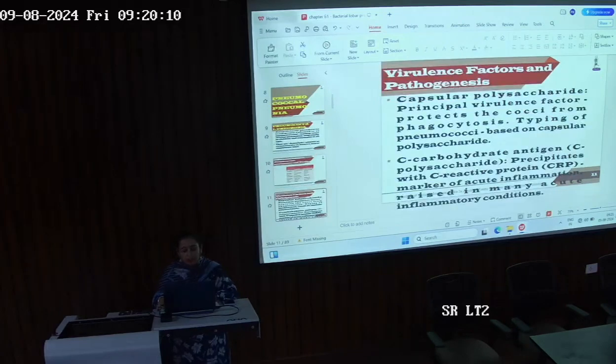Then virulence factors and pathogenesis. Capsular polysaccharide is the principal virulence factor, which protects the cocci from phagocytosis, and typing of the pneumococci based on capsular polysaccharide is done for identification. Then the C carbohydrate antigen, that is C polysaccharide, precipitates with the C-reactive protein, which is a marker of acute inflammation and is raised in many acute inflammatory conditions.